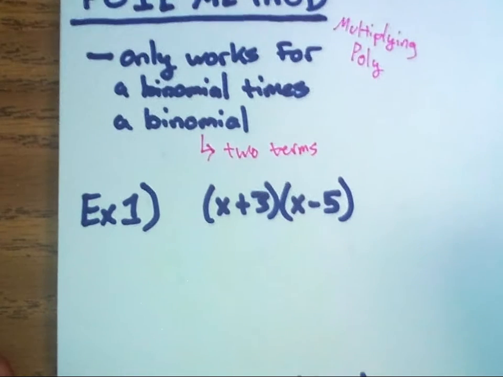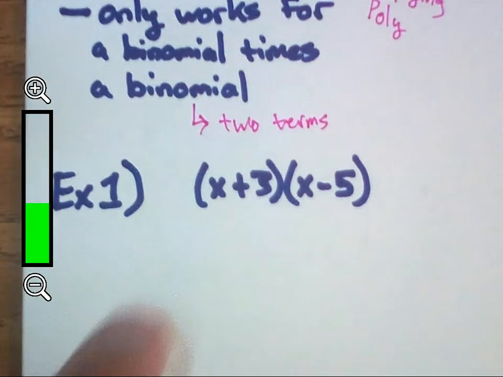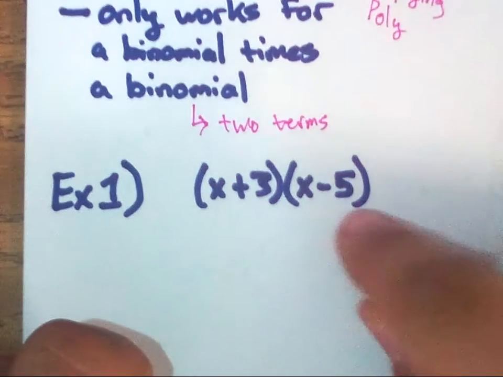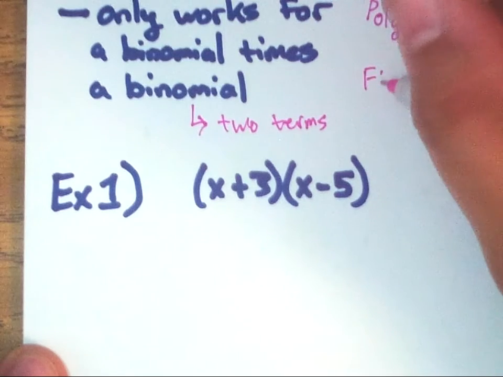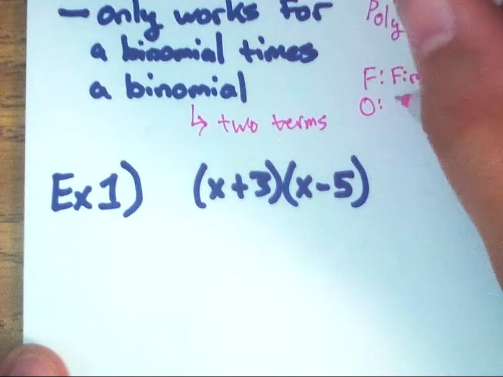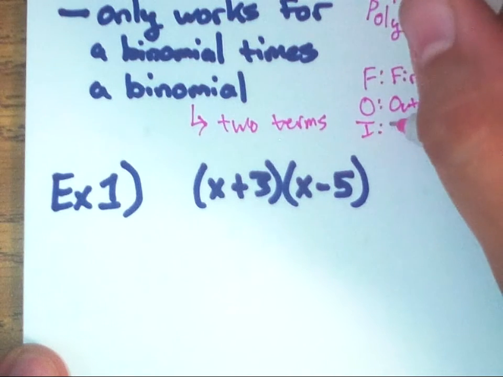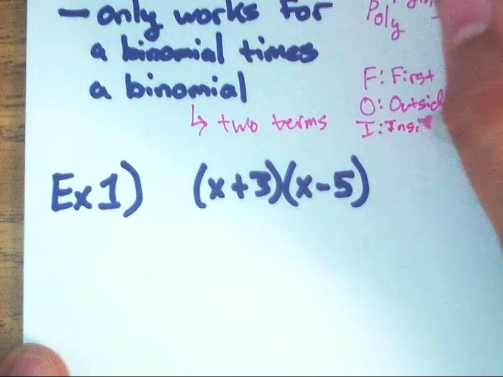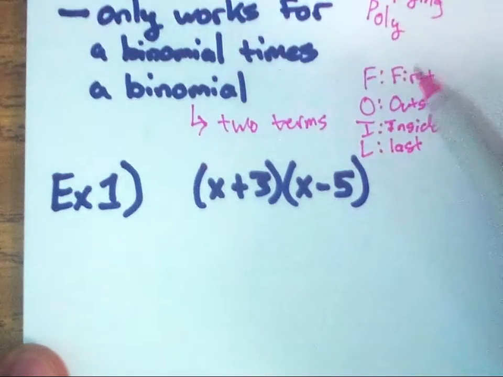Here we have example 1 already drawn up for us. We can pretty easily see that it's a binomial times a binomial. We have two terms there, and then we have two terms there. So the way FOIL works is very simple. It's actually an acronym for first, outside, inside, and last.